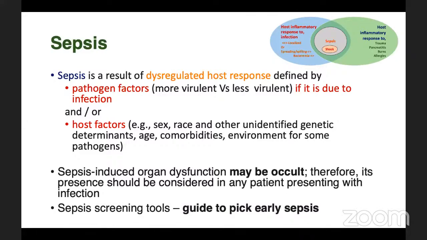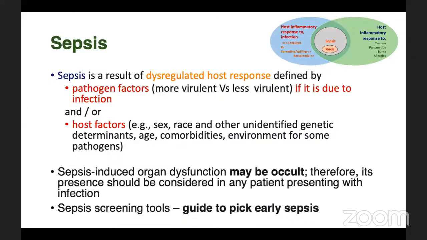So this dysregulated host response may be due to pathogen factors, where there may be pathogens which can provoke massive immune responses in the human host, and there may be hosts which sometimes produce undue immune responses, even with a simple pathogen, which damage its own organs. So that is sepsis.